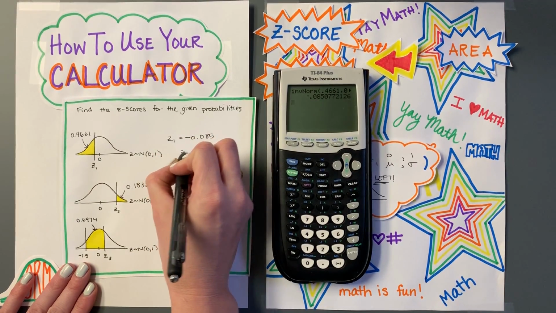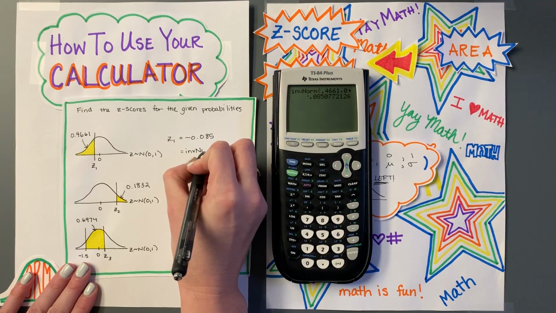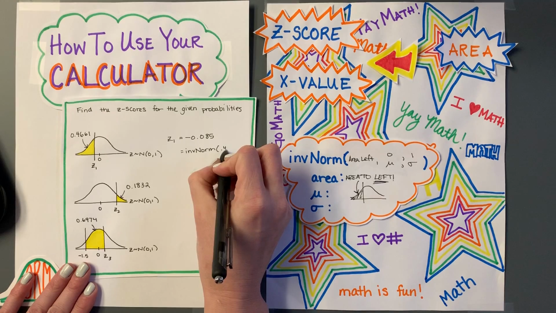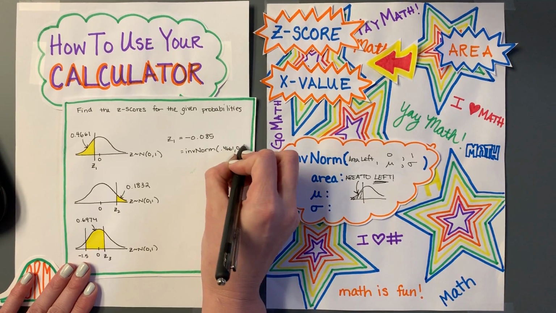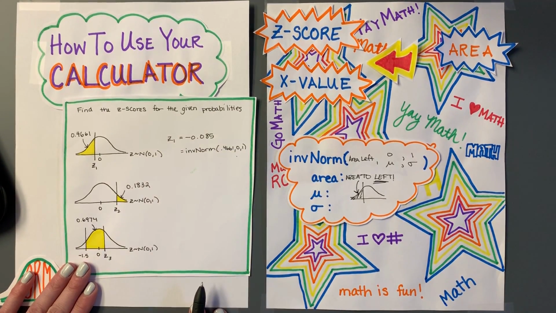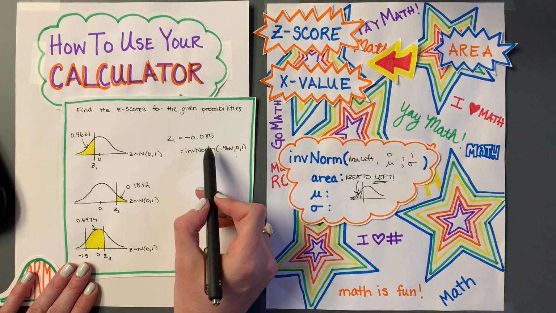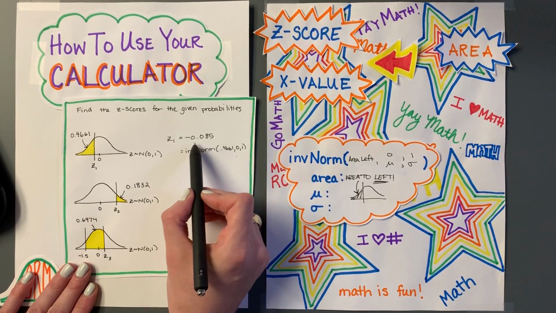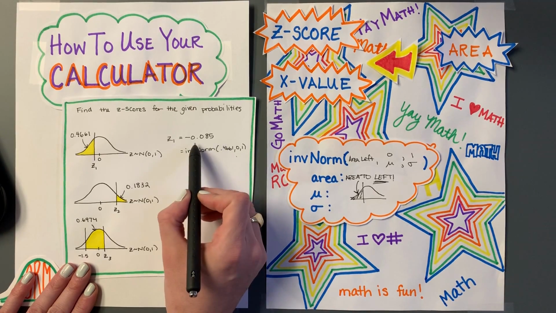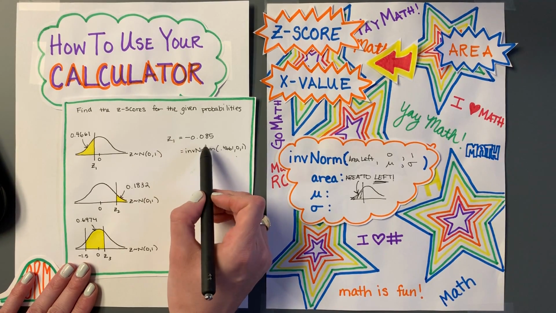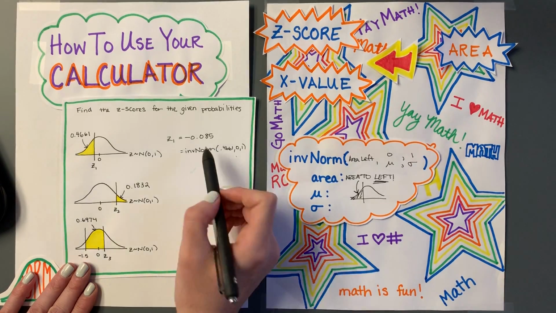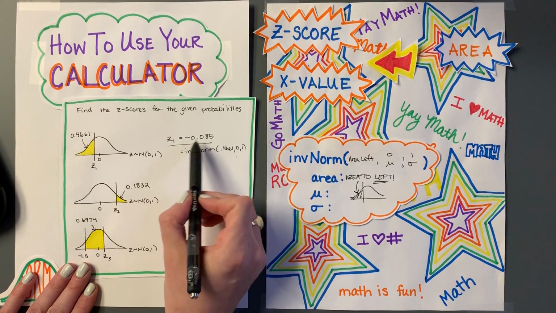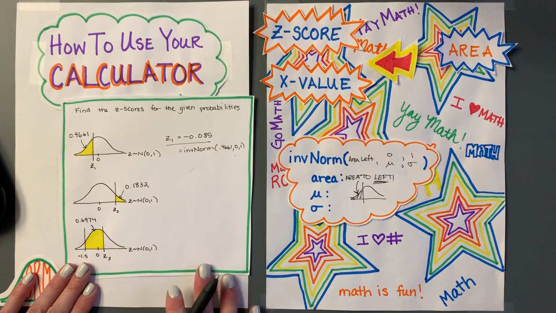So in my calculator, I typed in inverse norm of 0.4661. Really straightforward and easy. If you had used the table, you would have gotten that it was somewhere between negative 0.08 and negative 0.09. So this is what we get using our calculator. Rounding to 2 decimals in z-scores is generally fine.